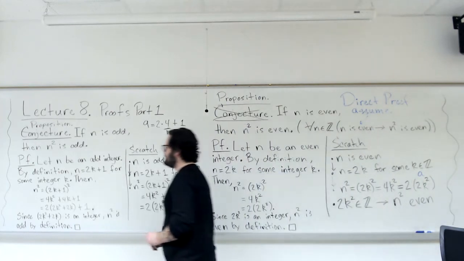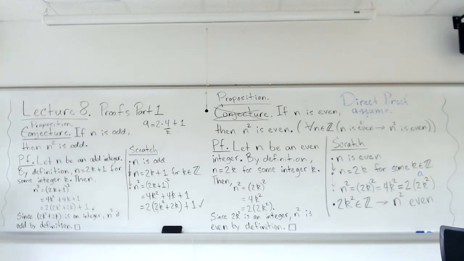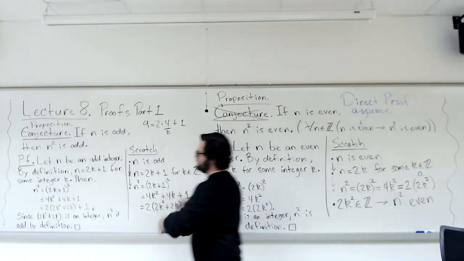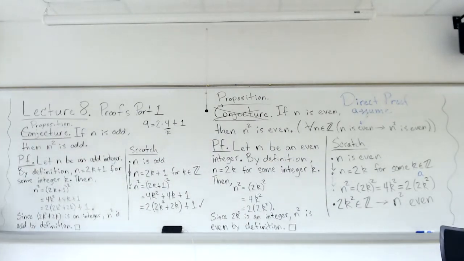Okay. So these have all been examples of what are called direct proofs. There's another type of proof that we should probably talk about today. Okay. And I guess I'll start up here. I'm just going to erase this.